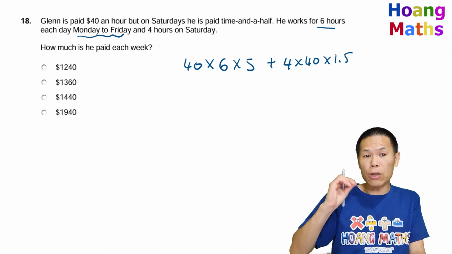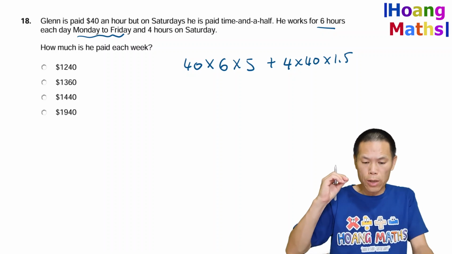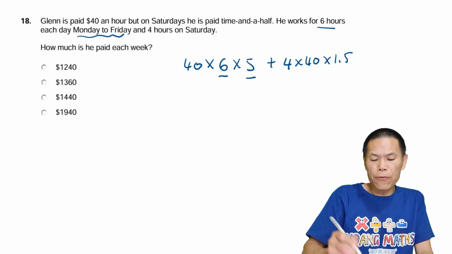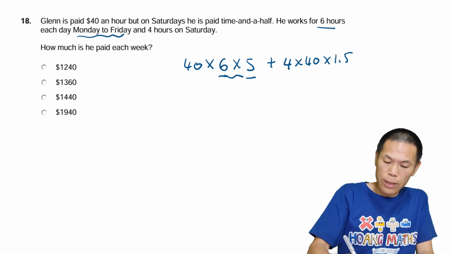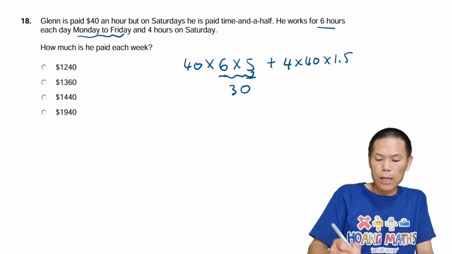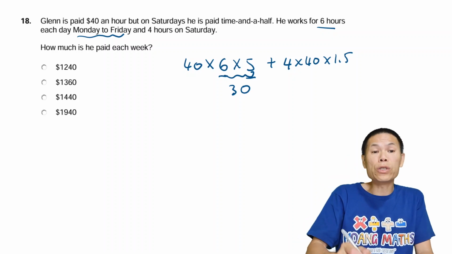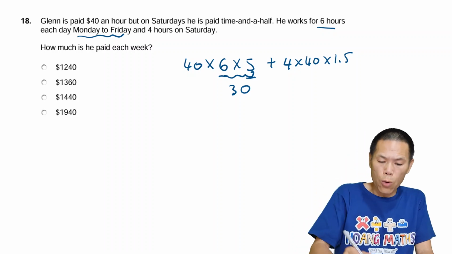So that's it. But then we cannot use a calculator. So we have to do it manually. So you can just go 6 times 5 will give me 30. Okay, you can do this way quicker. Otherwise, you can just go from left to right. And 30 times 40, so 3 times 4 is 12.